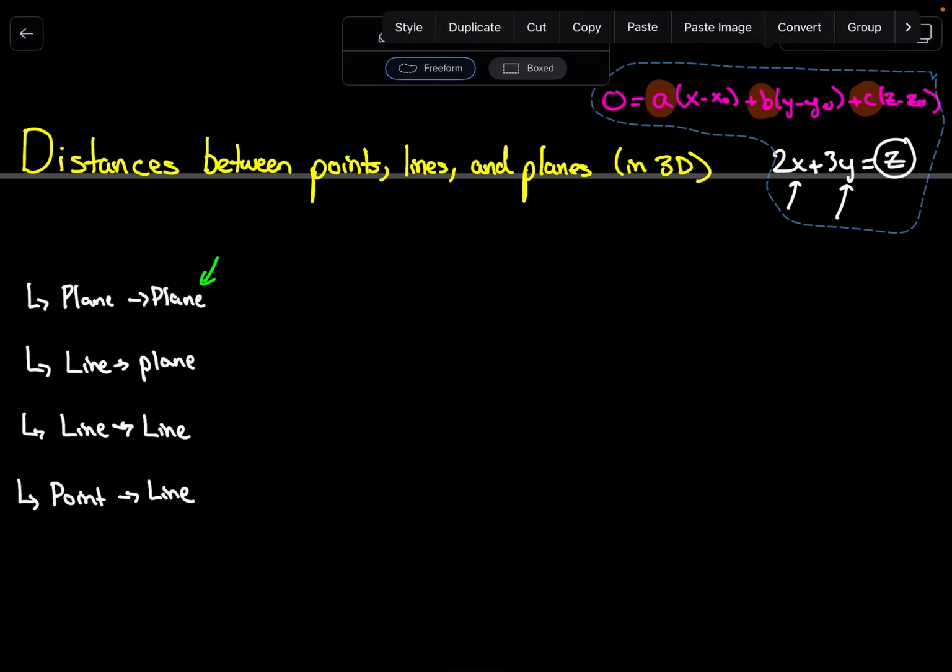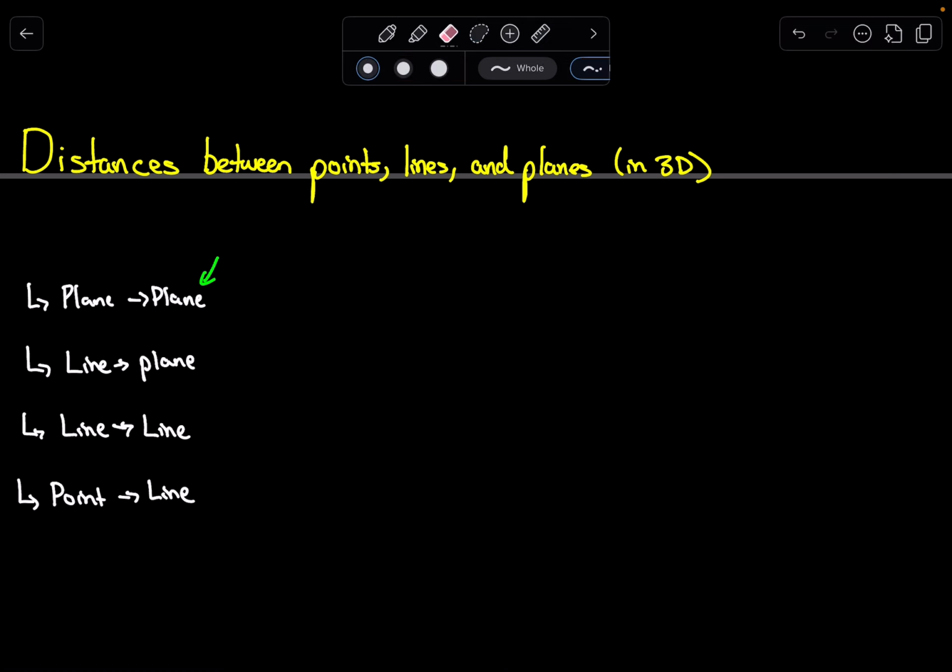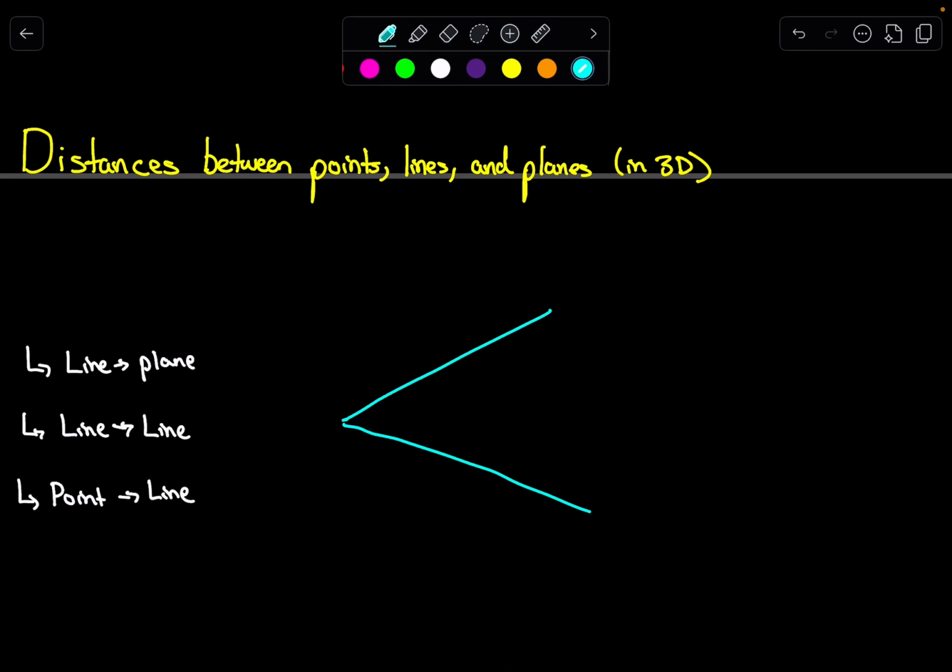All right, so let's cut this. All right, let's erase this. Okay, so how do we do from a line to a plane? Okay, so let's figure this one out. So we're going to, again, create the equation of a plane. All right, so there's our plane.